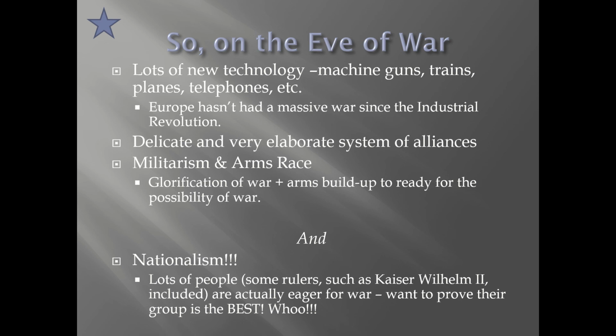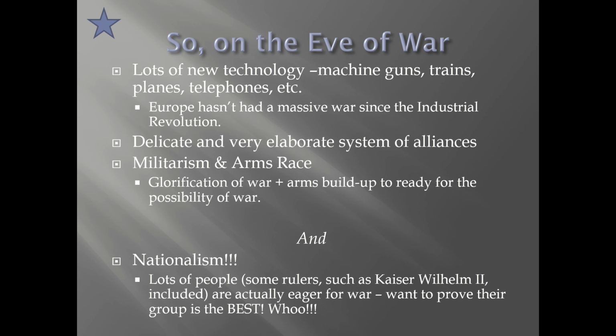There's a delicate and very elaborate system of alliances where if you pull one, the others are going to come into play. And a lot of what we call militarism with an arms race. Militarism is when you glorify the military, you glorify war, you teach your children that the way to really be a man is to go off and fight wars. You teach your daughters that what you really want is a war hero, that this is what makes a manly man and can defend your family. People will basically be chomping at the bit. They will be so eager to go fight this war.